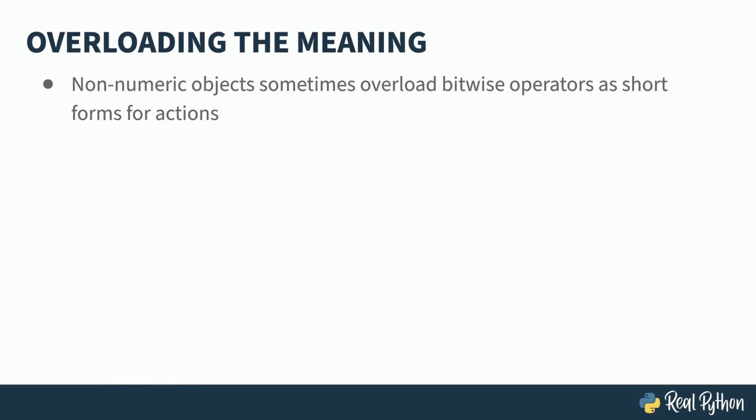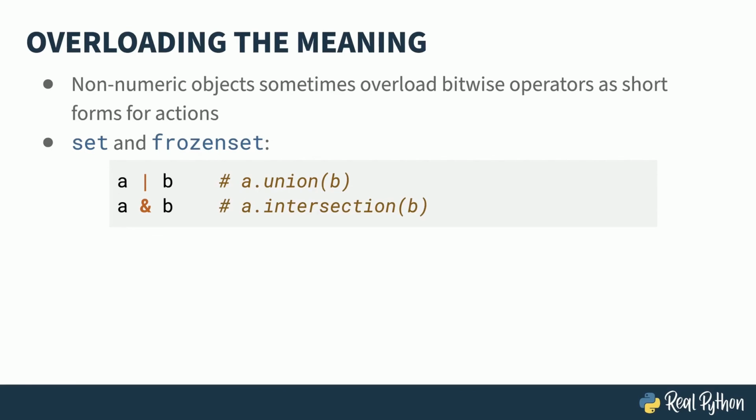The overloading I've done is to make an actual numeric object do bitwise things, but you're not limited to that. Lots of objects overload bitwise operations to mean different things. For example, the set and frozen set objects overload OR and AND to mean set union and intersection, respectively. Python 3.9 added similar use cases to the dictionary object.